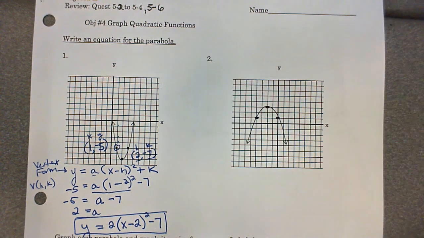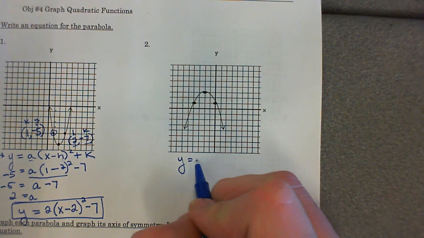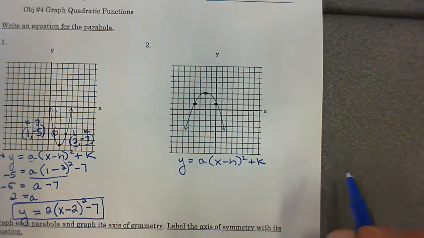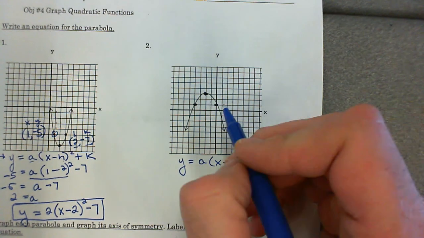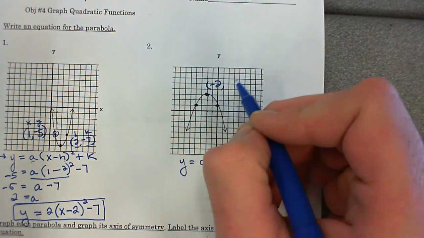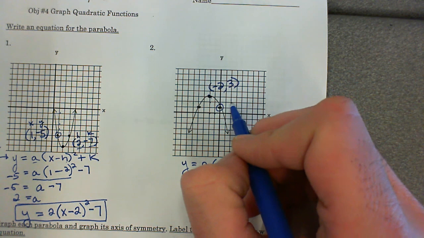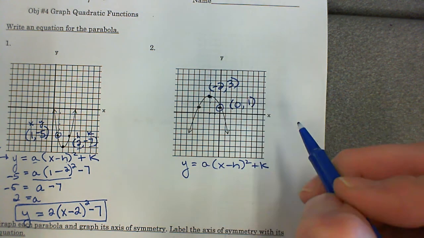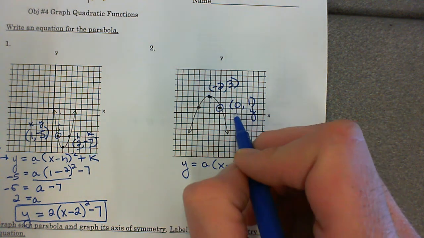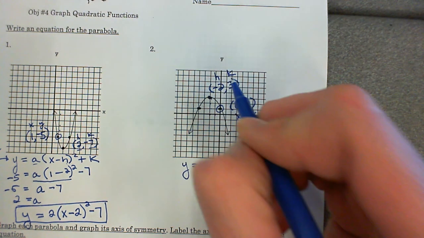Okay, so let's do one more of these. For here, we've got y equals a times (x minus h) squared plus k. Our vertex this time is the point negative 2, 3. And then let's use this point, the point 0 comma 1. So our y value is 1, our x value is 0, our h is negative 2, and our k is 3.